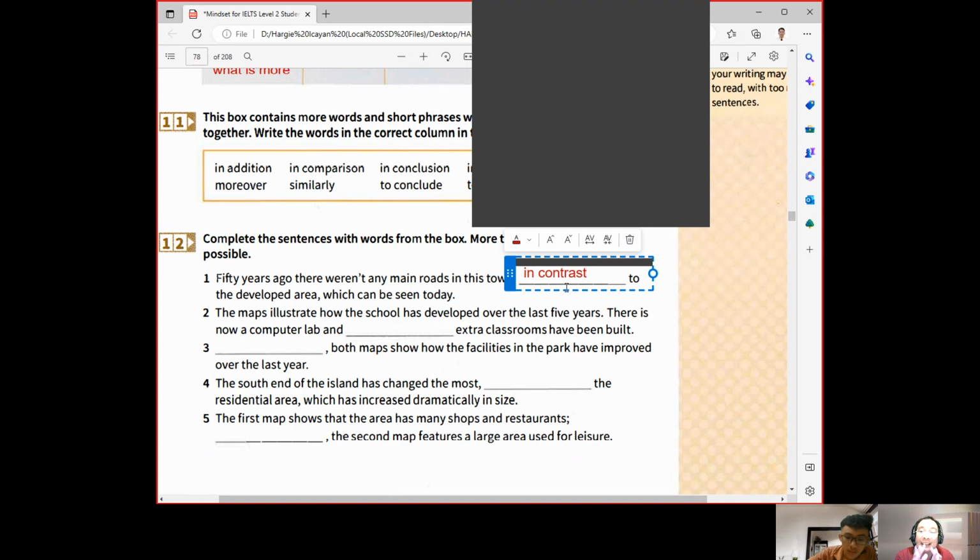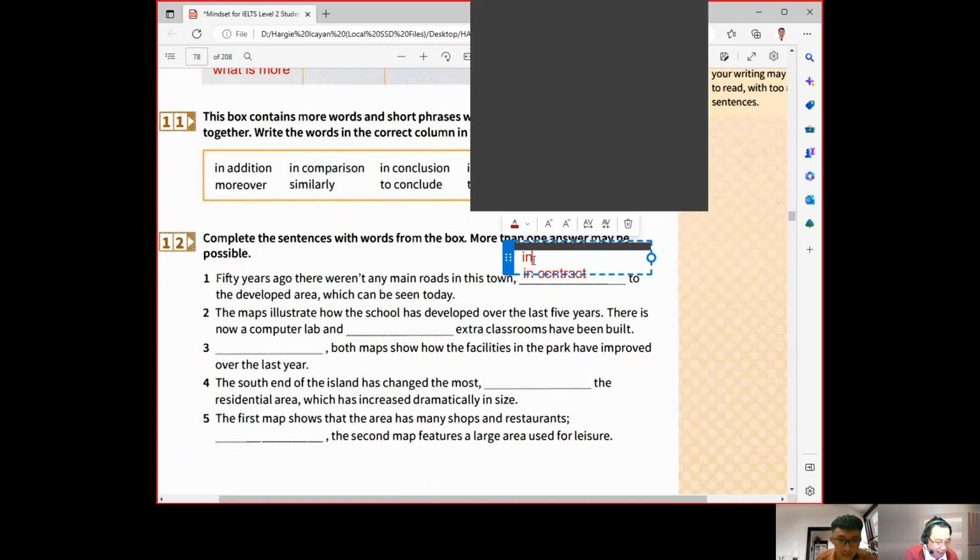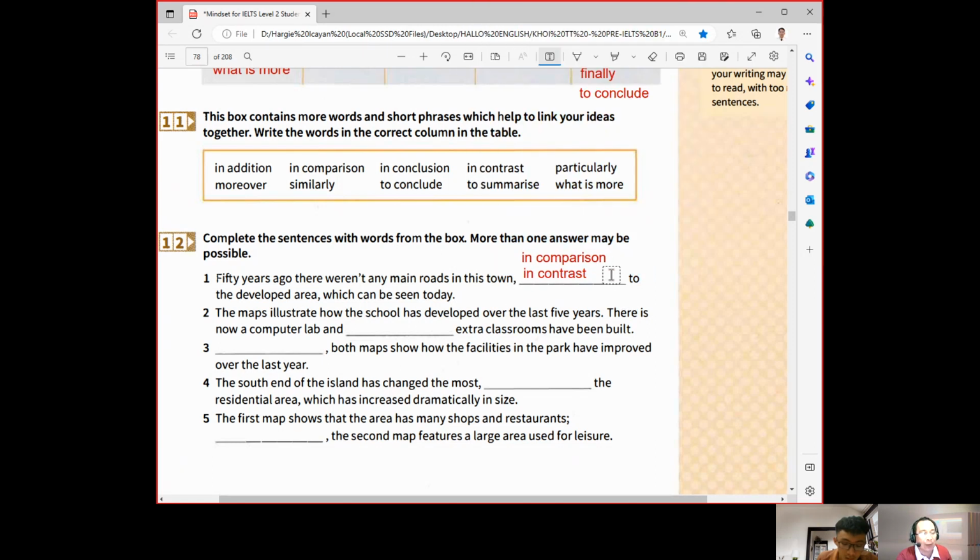We are making a comparison. In contrast, or we can also use another one aside from in contrast: in comparison. So there are two. You can use in comparison or in contrast to the developed area which can be seen today.